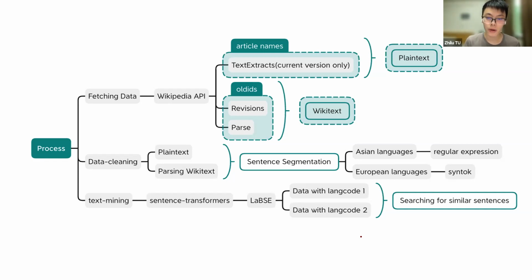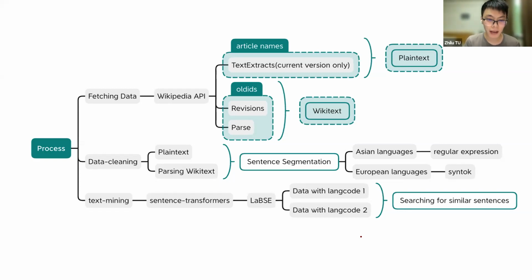For these APIs, we will need to input the old ID of an article to allow them to fetch that certain historical version. That said, the output of these APIs will be wiki text, which means a hypertext markup used by Wikipedia. So we will need to further parse it to plain text by using an appropriate parser. That's a part of the data cleaning. If the data is fetched by the TextExtracts API, the output will be plain text, so we can skip the parsing and go to sentence segmentation.